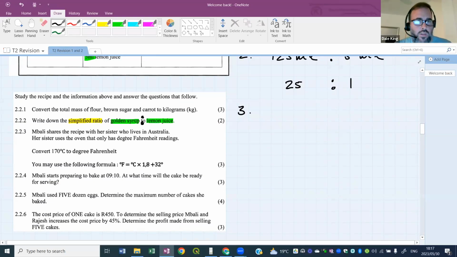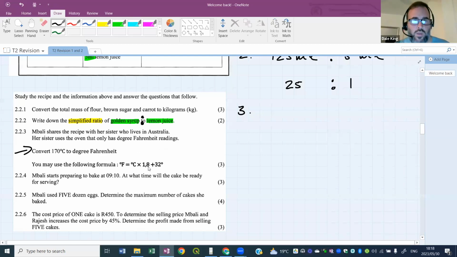Mbali shares the recipe with a sister who lives in Australia. Her sister uses the oven that only has degrees Fahrenheit. Okay, it says convert 170 degrees to degrees Fahrenheit. Use the formula. They always give you this formula. You don't have to remember it. They'll always give you this formula.